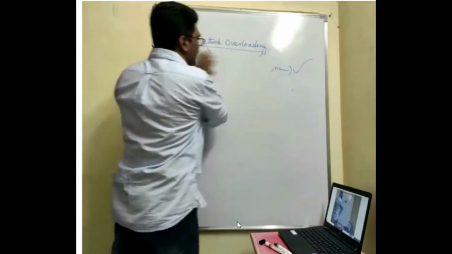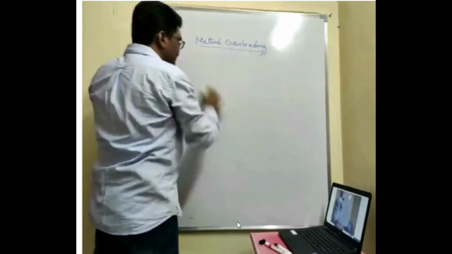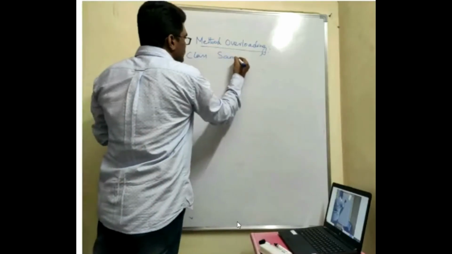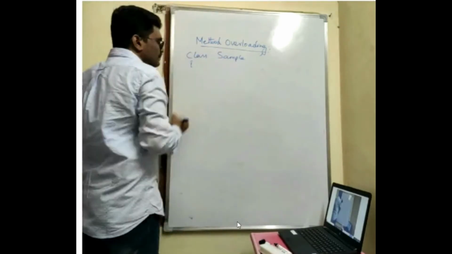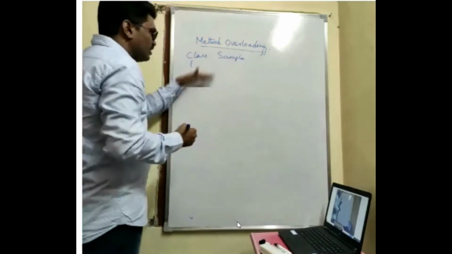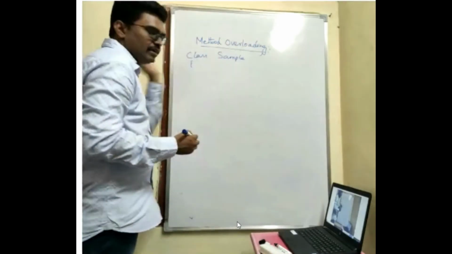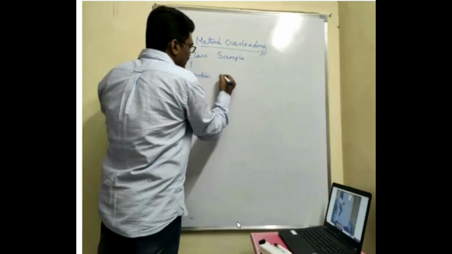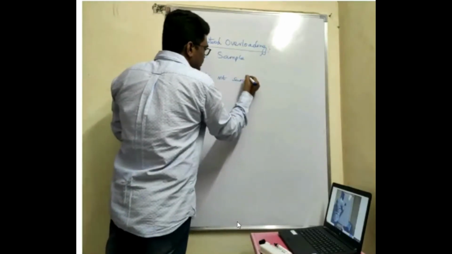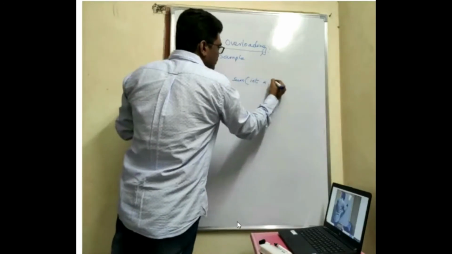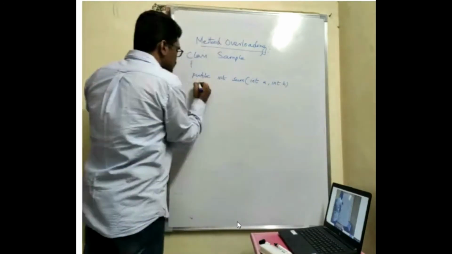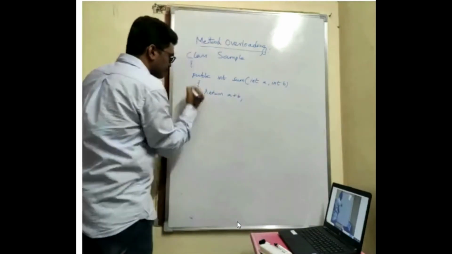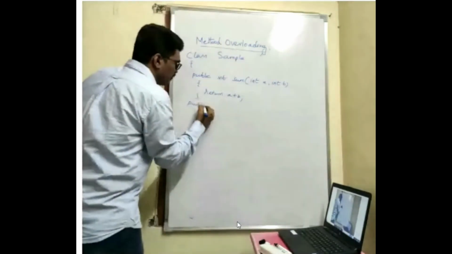The main aspect is you need to change the parameters: the number of parameters, or the sequence of parameters. For the time being, I'm not taking any variables in it. I take two methods, both named sum. One finds the sum of integer numbers, so I'll return a plus b.